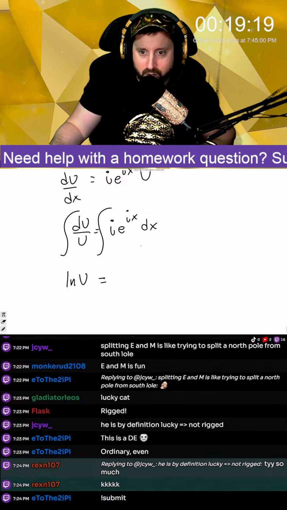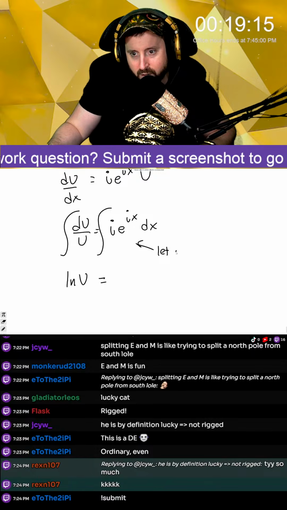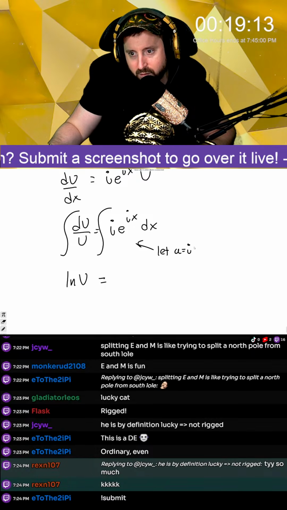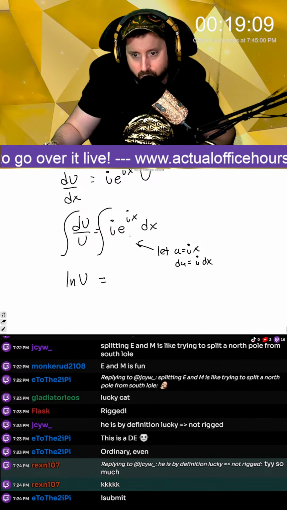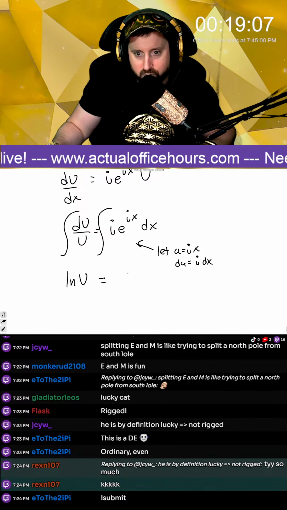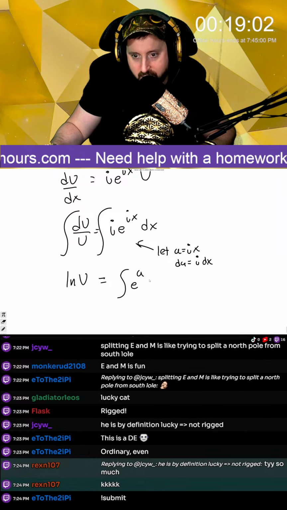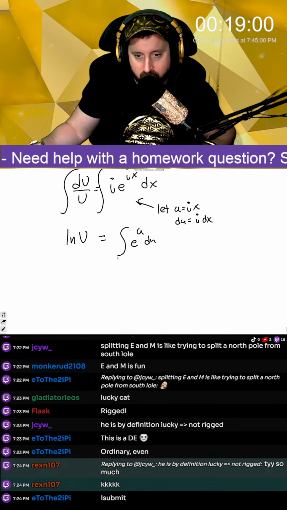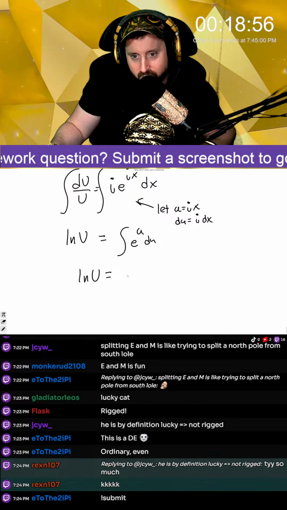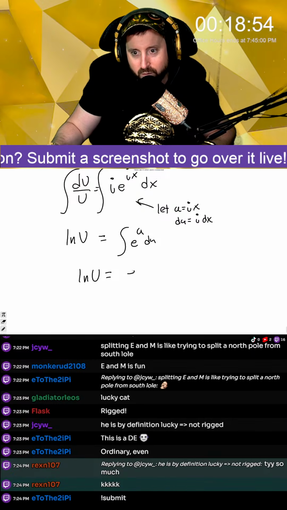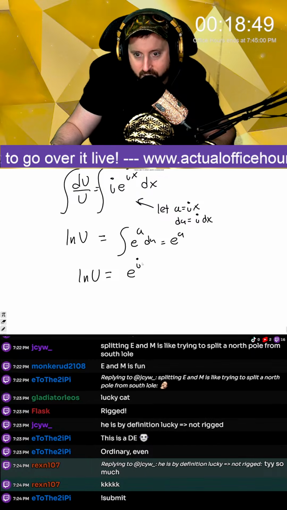Oh, okay, wait. Can I say let a equal ix, and dA is equal to i dx? Oh, beautiful. So this is just the integral of e to the a dA, which is e to the a. It works out pretty easily. So this is ln of u is equal to e to the ix plus c.